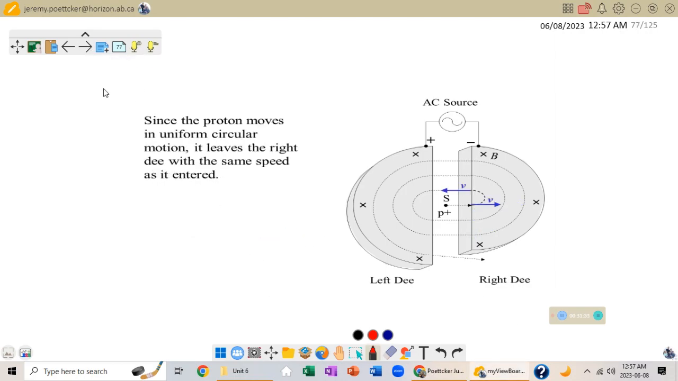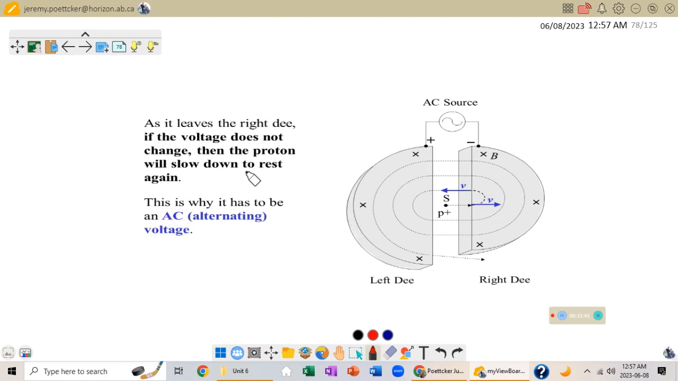All right, moving along. Proton moves in uniform circular motion. It leaves here with the same speed that it enters, but now, this is what I was saying originally, if the voltage didn't change, so if the AC source was not AC, by the time it got back to the middle here, it's back down to rest. Because it's actually moving against the electric field now. But if we have an AC current, we set up the timing just right so that it flip-flops, and then, like I said before, it accelerates from here over to here. Circular motion, directed back this way, accelerates again. Speed gets bigger every time it goes through the electric field.